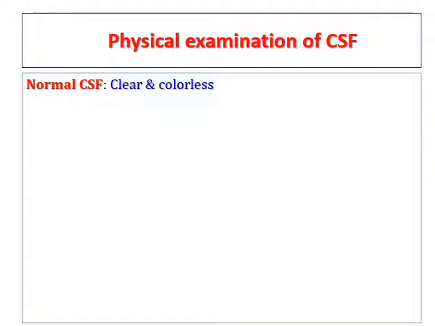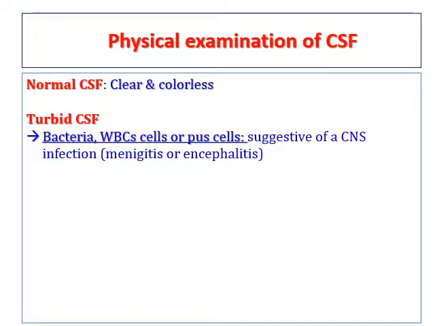So the normal CSF examination, as regards the physical examination, it is clear and colorless. Abnormally, you may find the CSF is turbid. Turbid means it contains some content that is normally not present in the CSF, like bacteria, like white blood cells, like pus cells, and these cells are suggesting infection, like meningitis.